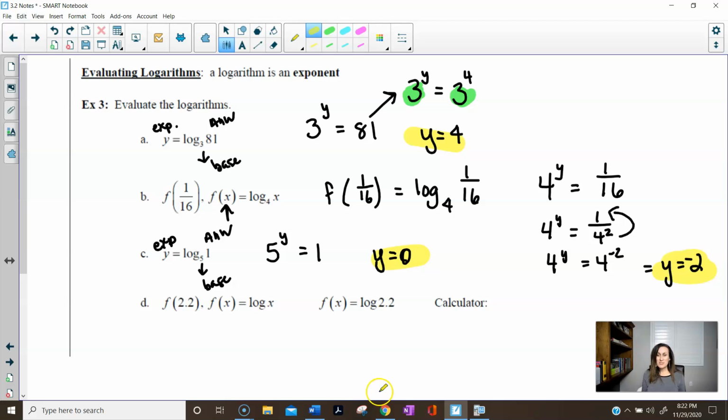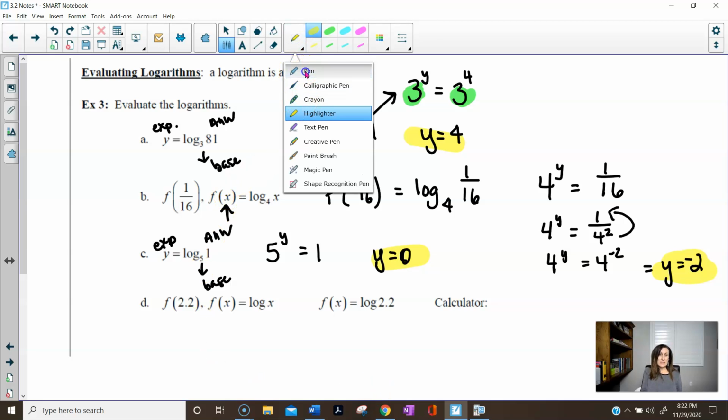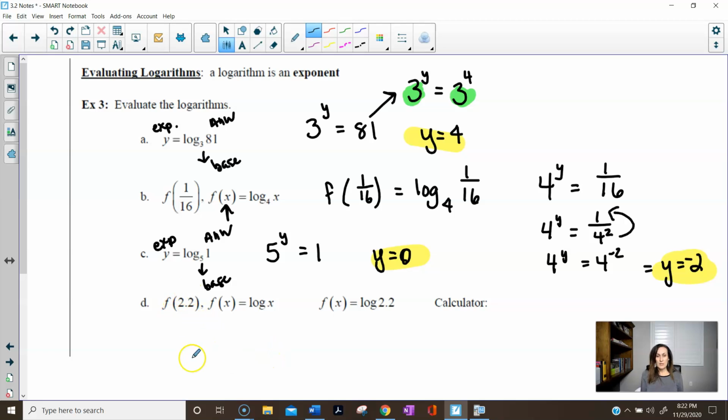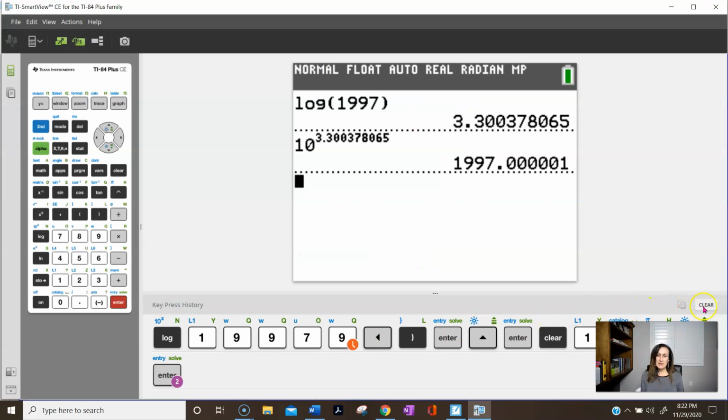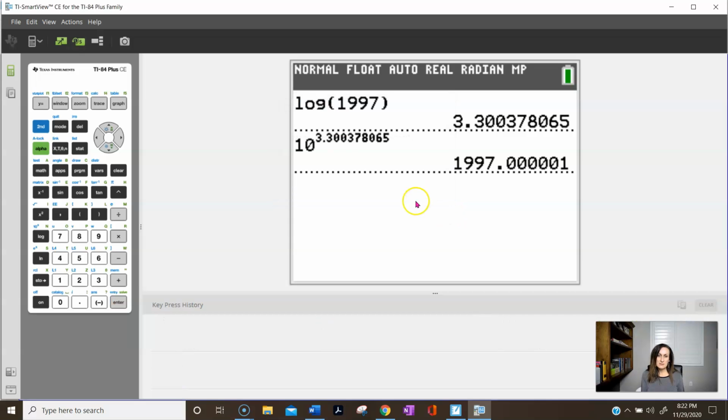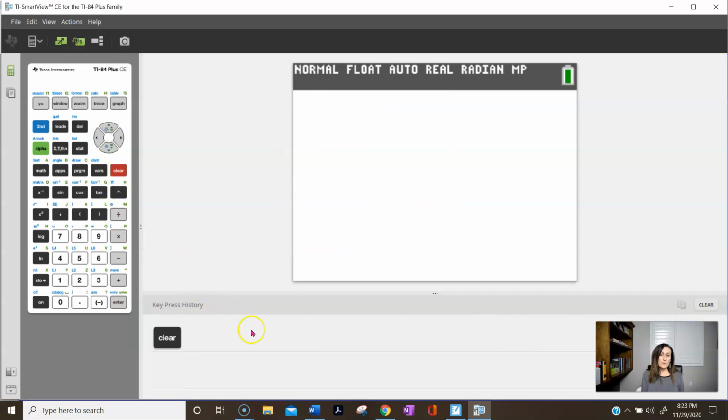Now, sometimes you have to use a calculator on these because we don't know f of 2.2. So if f of x equals log x, then in place of x, we're going to put in 2.2. Well, I don't know the log of 2.2. What this is asking is, 10 to what power is going to give me an answer of 2.2? And I'm really not sure. So I'll come to my calculator. Let me clear it out for you guys. Clear.